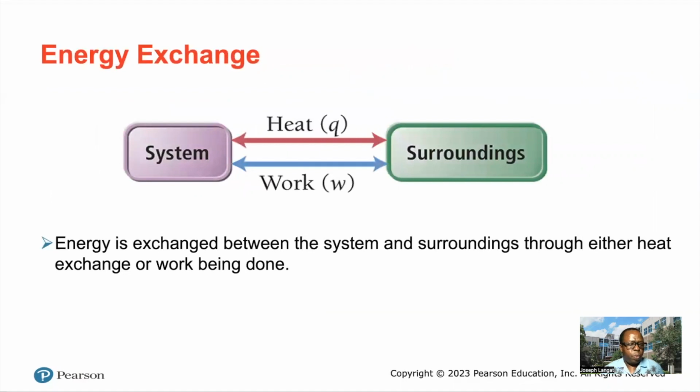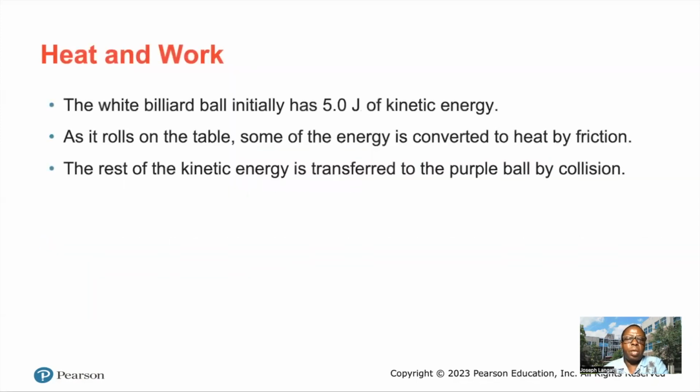Now, this is how the system exchanges energy with the surroundings. It can either be in the form of heat, which is Q. We're going to be using Q to denote the heat and W to denote the work. This is the only way the system can exchange energy with the surroundings. It can be in the form of work, or in the form of heat. So please just understand what I mean.